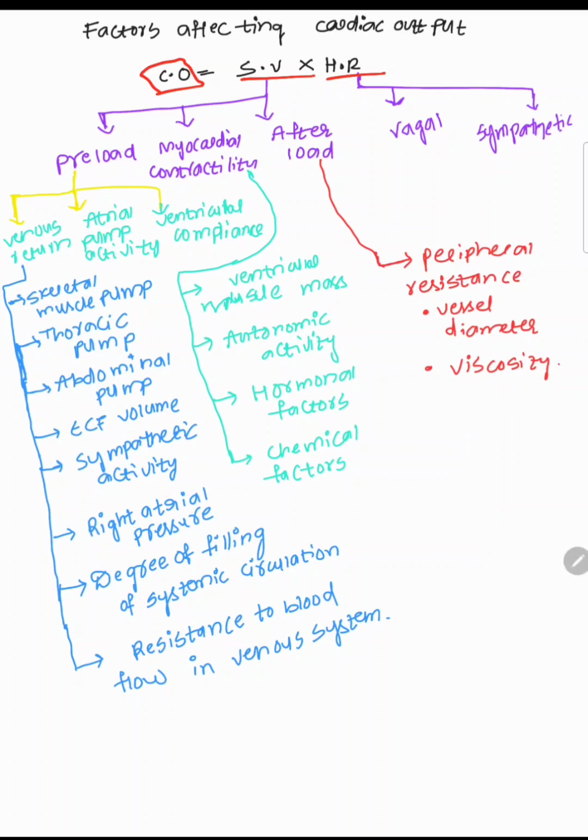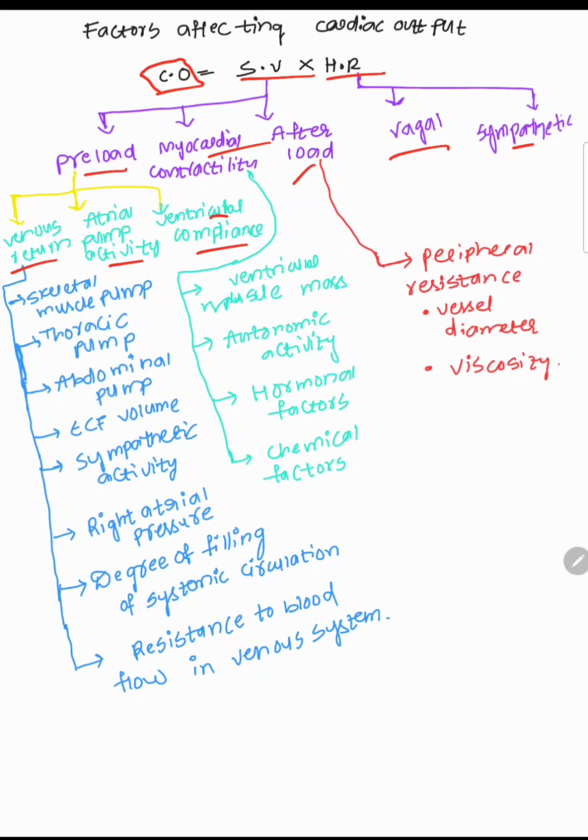So, stroke volume is affected by preload, myocardial contractility, afterload, and the heart rate is affected by vagal stimulation and the sympathetic stimulation. Preload is again further affected by venous return, atrial pump activity, ventricular compliance. Venous return depends upon skeletal muscle pump, thoracic pump, abdominal pump, ECF volume, sympathetic activity, right atrial pressure, degree of filling of systemic circulation, resistance to blood flow in venous system. Then atrial pump activity, ventricular compliance.